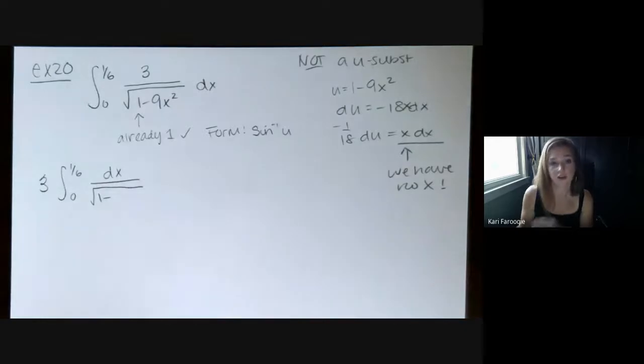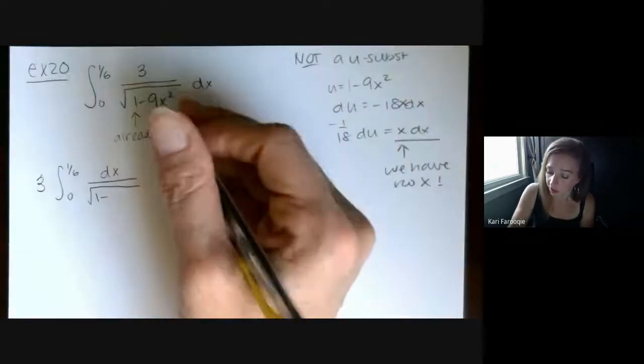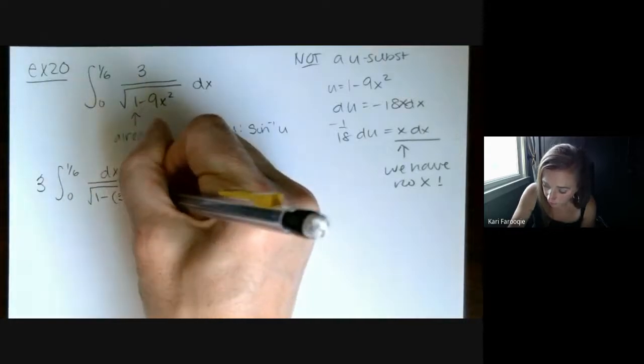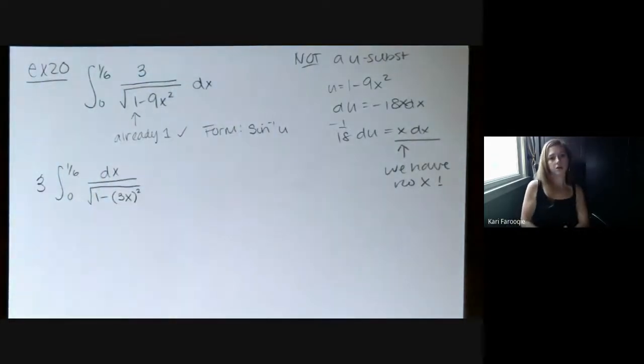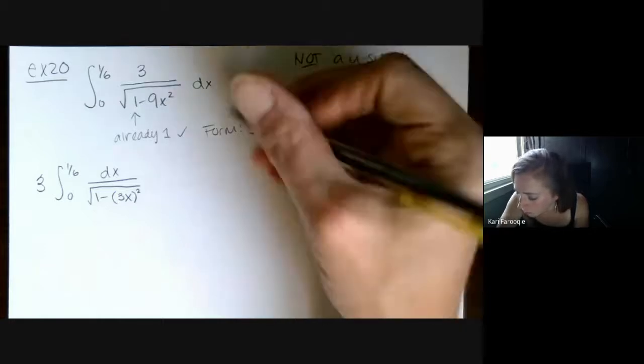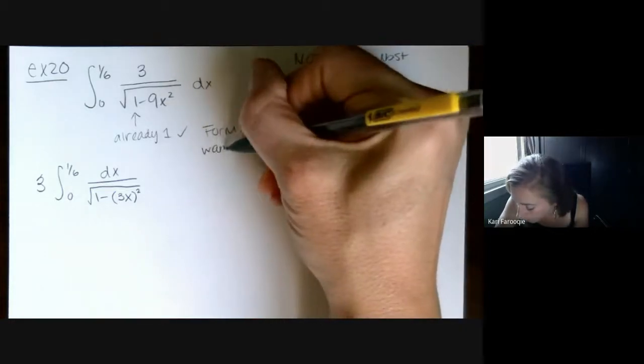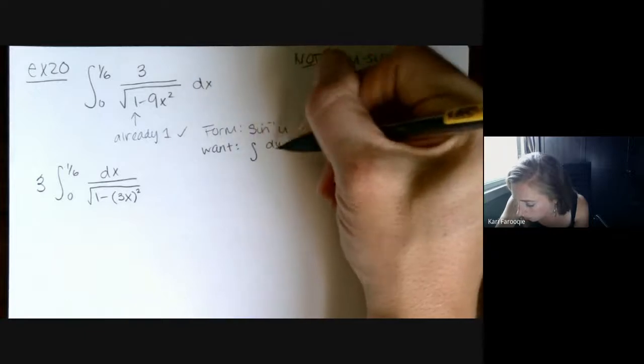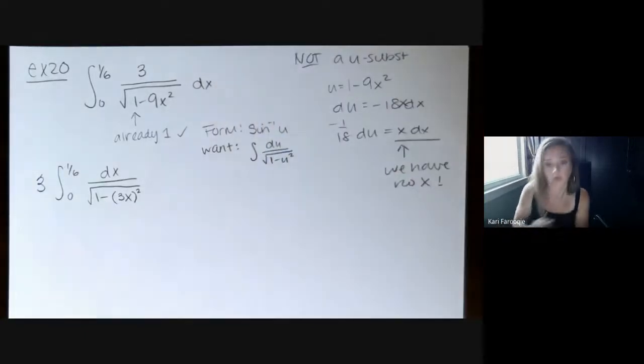So we're going to rewrite this as a quantity that's being squared. And in order to get 9, you'll write that as 3 squared. So to get 9x squared, take the square root of 9 and you get 3. 3x times 3x is 9x squared. Okay, so now this is in the form du over 1 minus u squared. Well, the du part we're going to have to fix. But remember that what we want is the integral of du divided by the square root of 1 minus u squared. That's what we're going for.